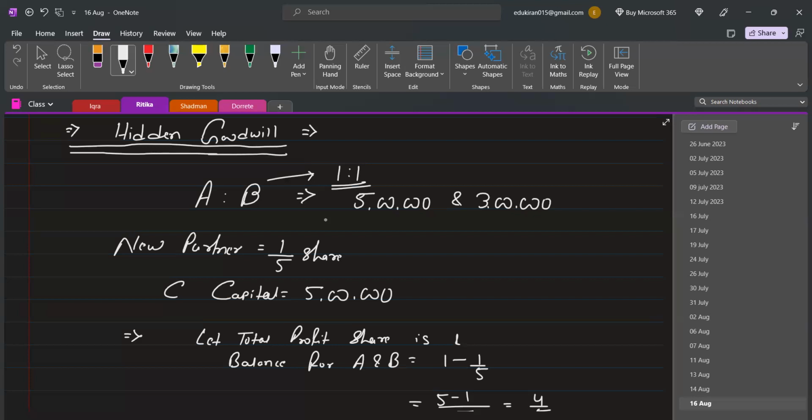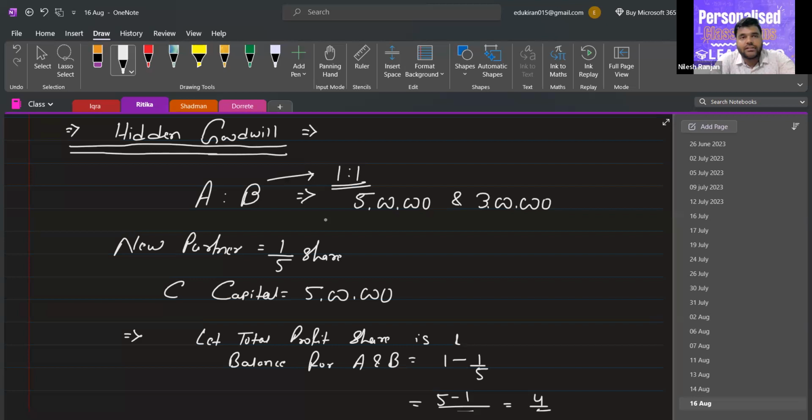But let's say if there is some adjustment given in the question, like profit or reserve, if these things are given in the question, then first we will adjust these items and then we will calculate adjusted capital. Okay, sir.